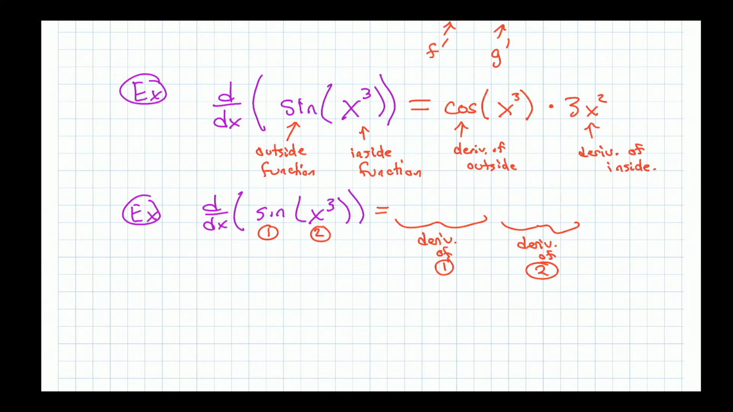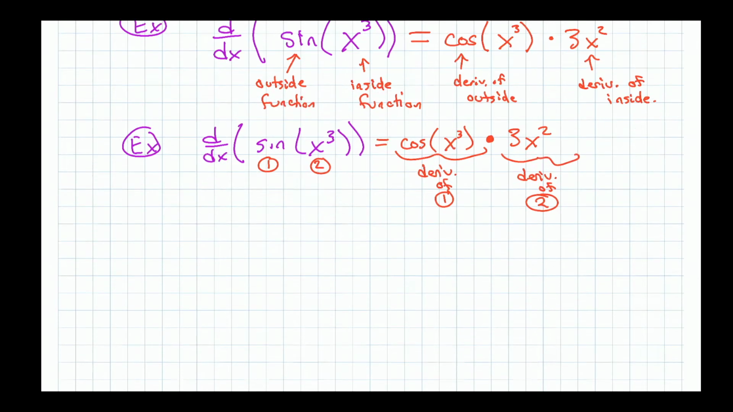So the derivative of sine is cosine. Hardest part is remembering to keep the inside the same. Then times the derivative of 2. Well, the derivative of the inside is simply 3x squared. So you don't have to think that hard about it. You just work from the outside in. Let's look at another one.